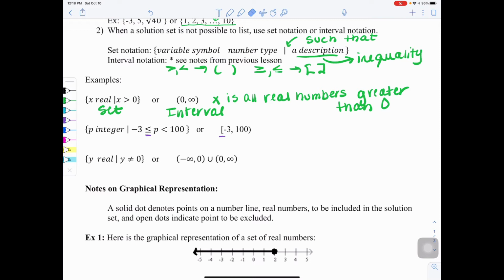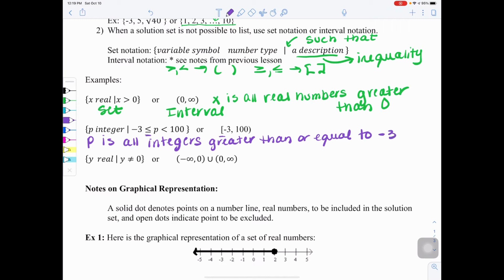For this one, p is all integers this time. So they're restricting us a bit by only allowing us to use integers. So p is all integers greater than or equal to -3. But we also have to get the other part in, which is and less than 100.